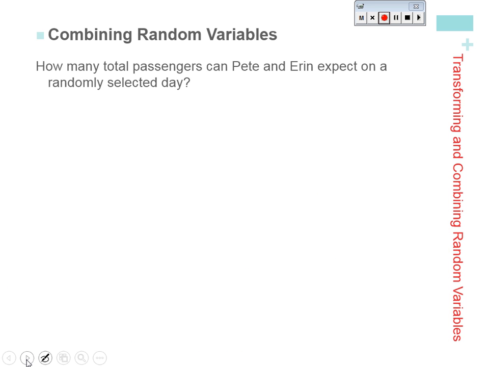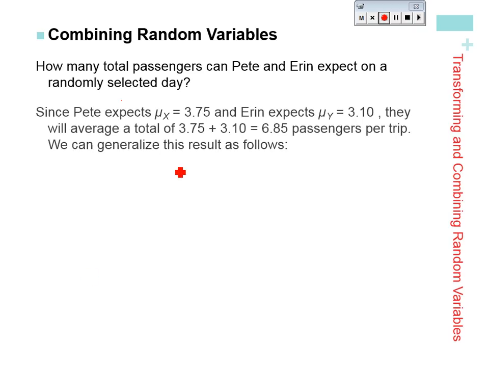So what we're looking to do here is combine these two different random variables together. The question becomes how many total passengers can Pete and Aaron expect on a randomly selected day? We look at each of their expected values. Pete expects 3.75 passengers, Aaron expects roughly 3.1 passengers. If we take the total of both of their averages, together they would expect roughly 6.85 passengers per trip.